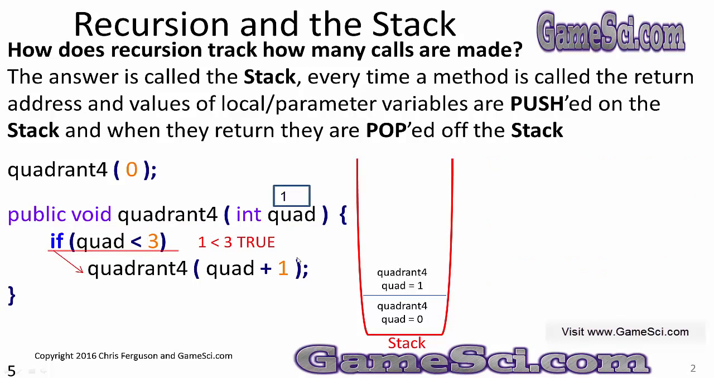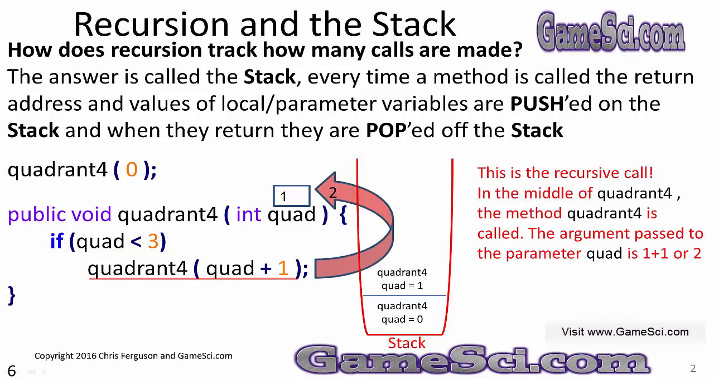1 is still less than 3. That is very much a true statement over here. So if it's a true statement, we're going to execute the code in the if block, and there's our recursion again. We're going to call Quadrant 4. That is a recursive call. In the middle of Quadrant 4, the method Quadrant 4 is called. The argument passed to the parameter quad is 1 plus 1, or 2. The current contents of quad is 1. You add 1 to it, and the new parameter value is going to be 2.